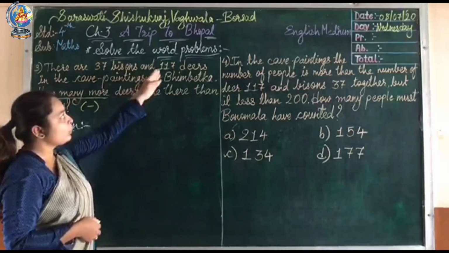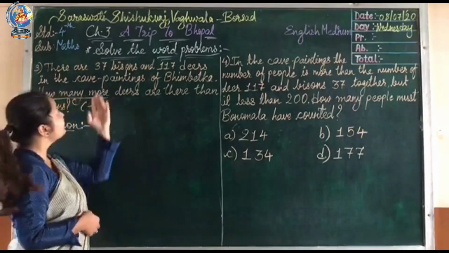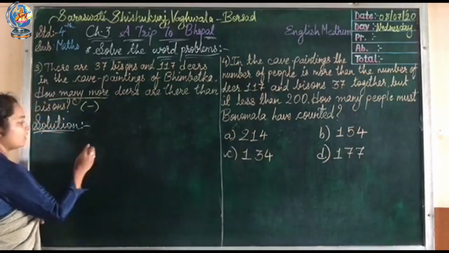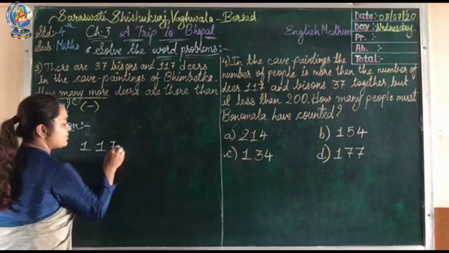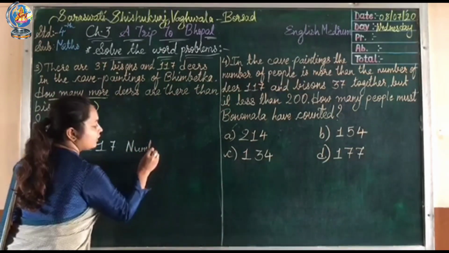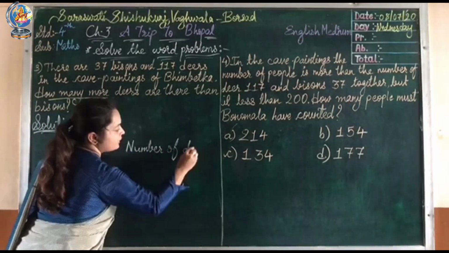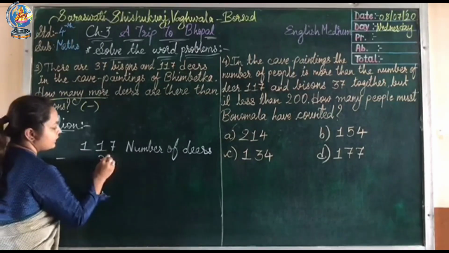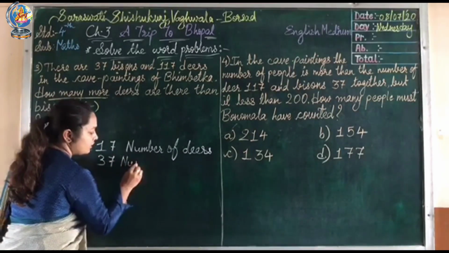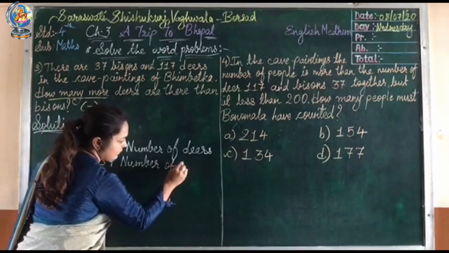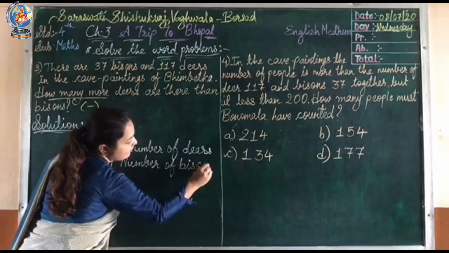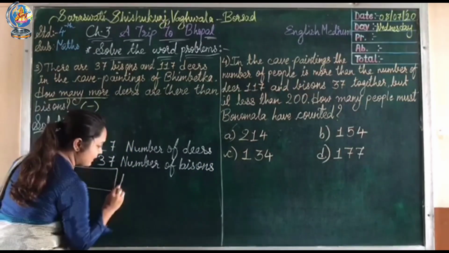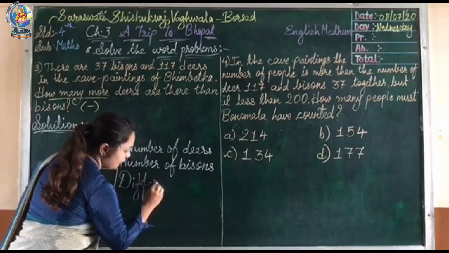If you see, 117 is more than 37. So first of all, we have to write the number of deers, 117. Number of deers. Then we will subtract it by 37. Number of bisons. Whatever answer we get is the difference of both of them.